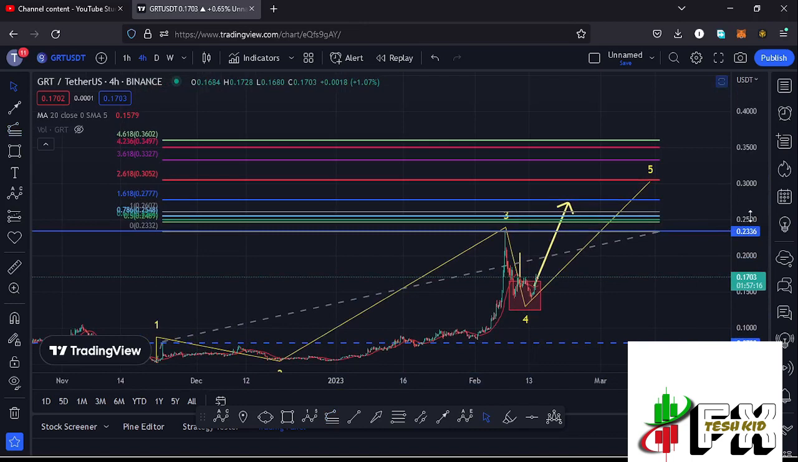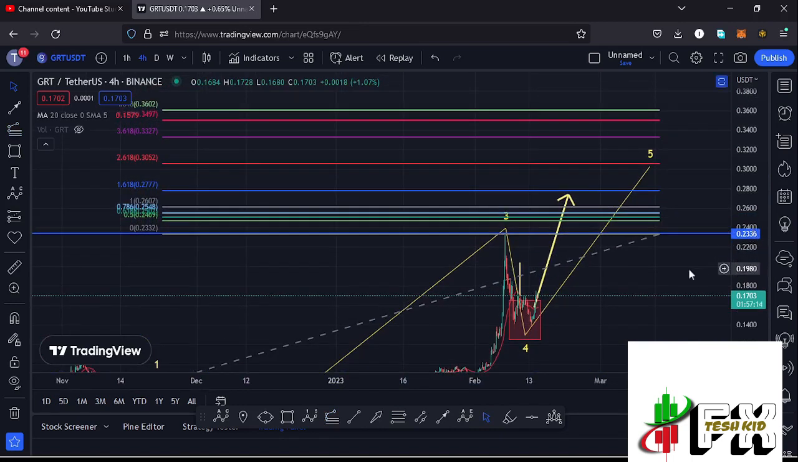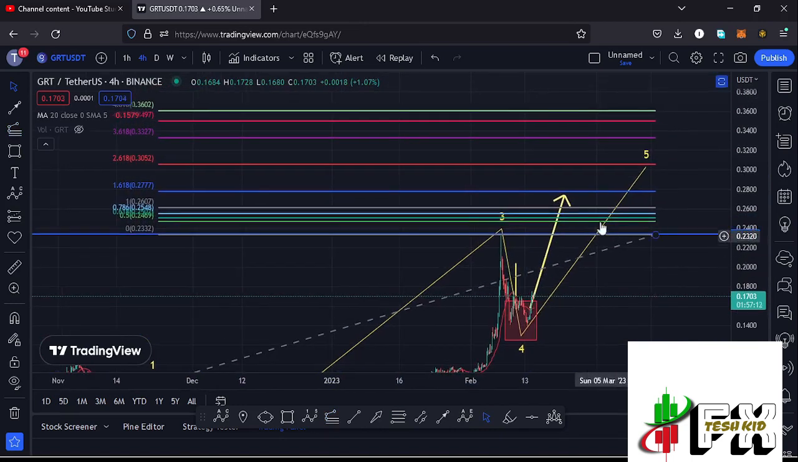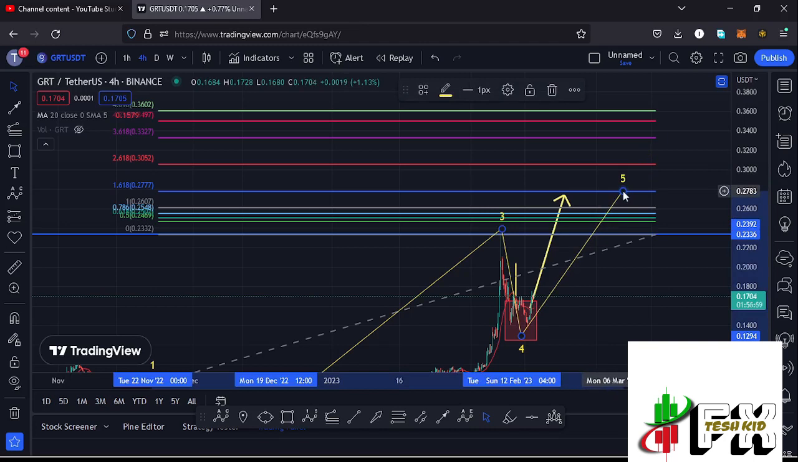That gives me a minimum target area to the upside in the formation of that wave 5 at the fib level 1.618, and that is at around the $0.2777 mark, which is just a minimum target area, and there are chances of fully maximizing that target area and also continuing to break through other key areas on the Fibonacci's.